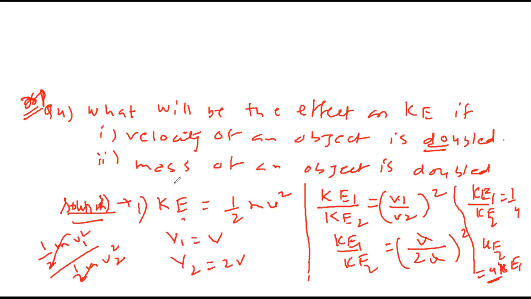Yes, sir. Look, this is sure to come. Copy the answer properly. Whenever velocity is doubled, kinetic energy will become the square of double. Square of double means 4 times. Triple then 9 times. 4 times then 16 times.